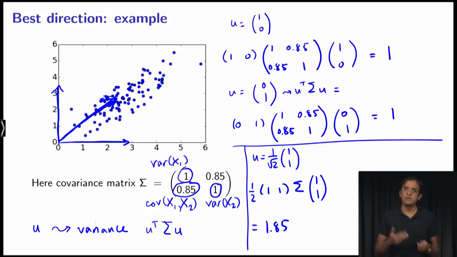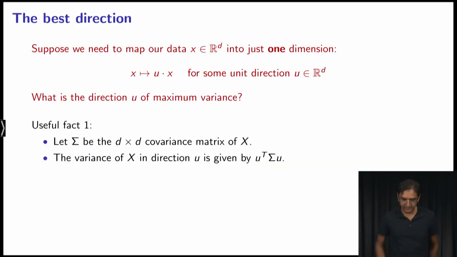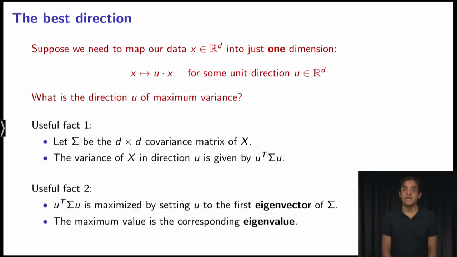So let's go back to our slightly more abstract discussion and see how we know. Okay. So we have this data in d-dimensional space. We know that the variance in any direction u is u transpose sigma u. What we want to do is to find the direction that maximizes this quantity, u transpose sigma u. How do we do that? It turns out there's a very simple answer. That direction, the maximizing direction, is simply the first eigenvector of sigma. That's it.